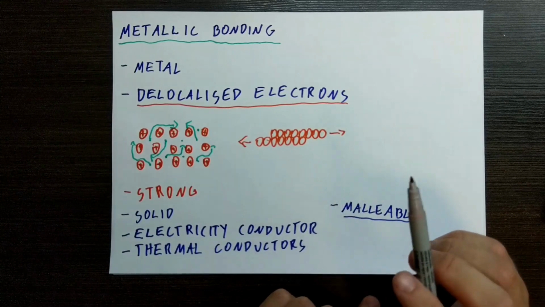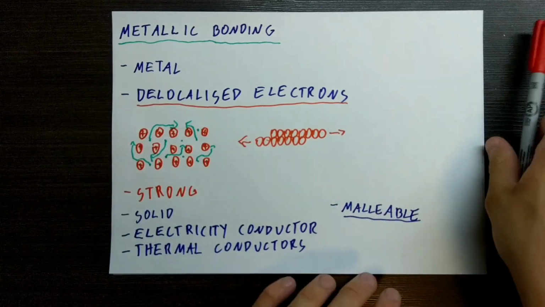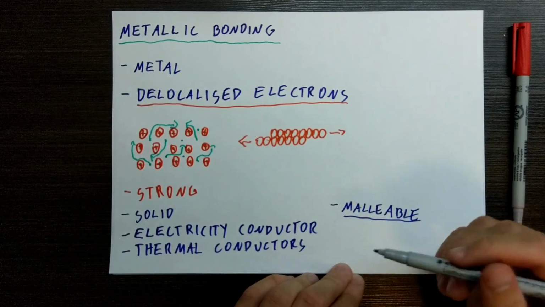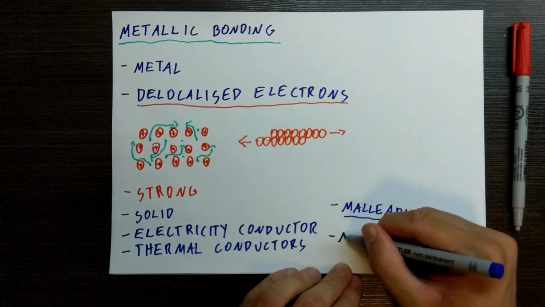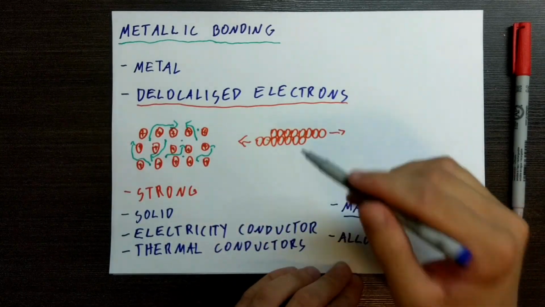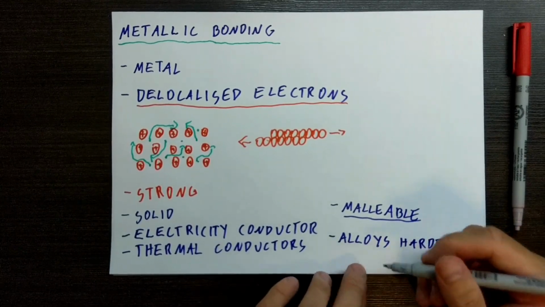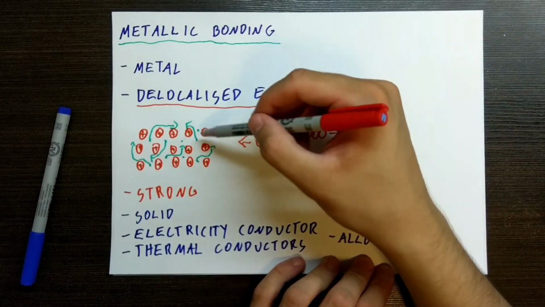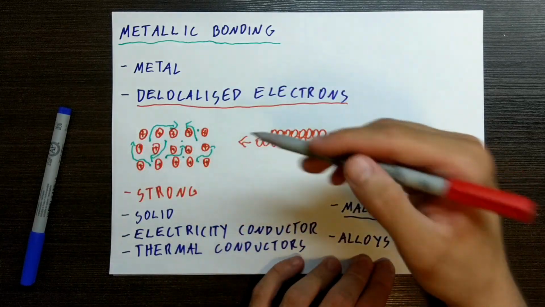Now, another property of metals is that of metal alloys. When you combine a metal with another atom or a molecule, or when you combine a metal with another metal, you make an alloy. And alloys tend to be harder than their constituent metals. Alloys harder. And why is that? Well, it comes down to this arrangement. Because the delocalized electrons provide this arrangement of the atomic nuclei, this arrangement in rows.